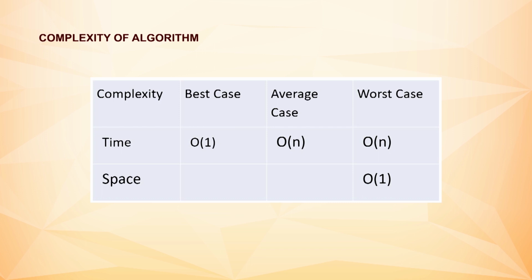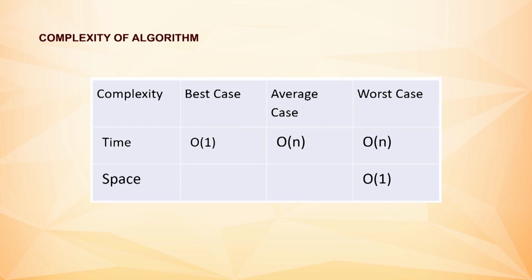Average case: suppose you have 100 items in a contact list, and after multiple searching operations you find the item at location number 50, that is the average case, O of n. Same for the worst case: if the item is available at the 100th position, the searching operation will be executed 100 times, and only after that you get the item. So the time complexity to find the item one by one till the last is O of n, the worst case. The average case and worst case are both the same.